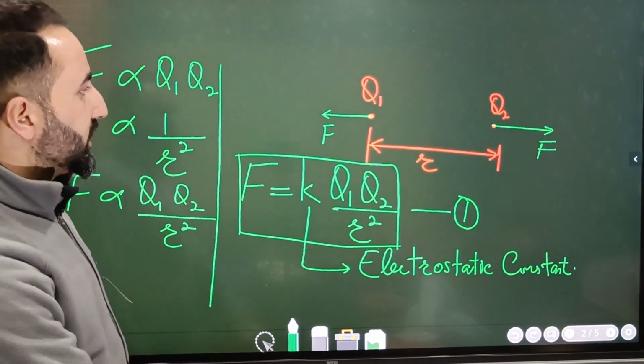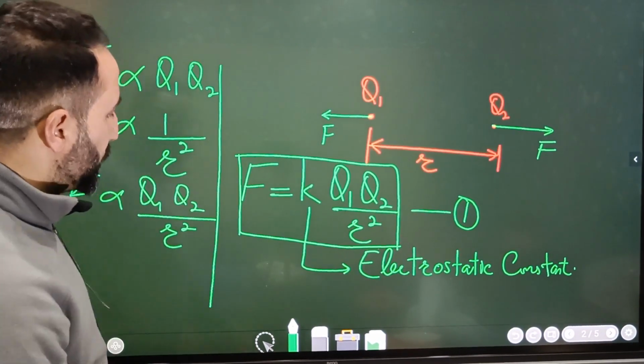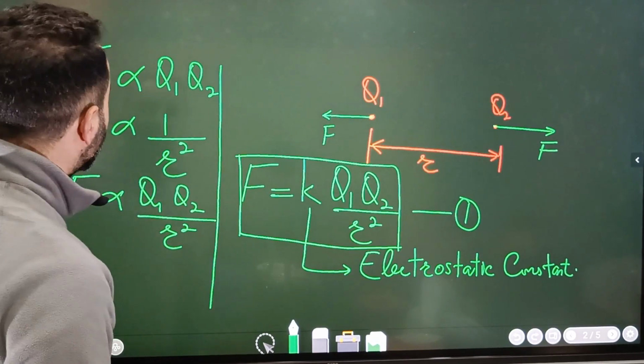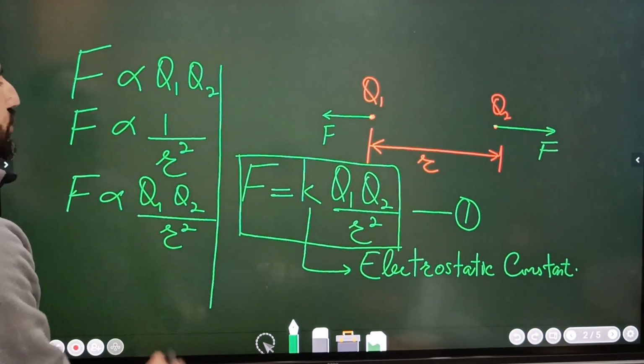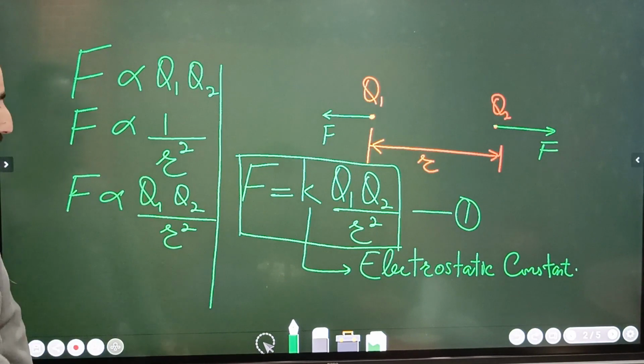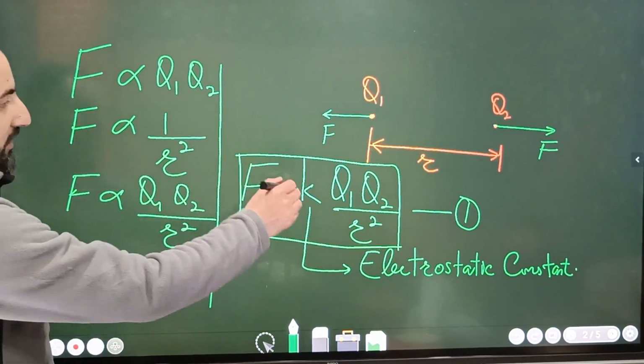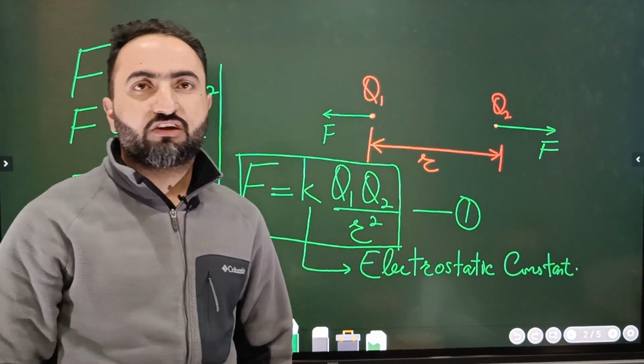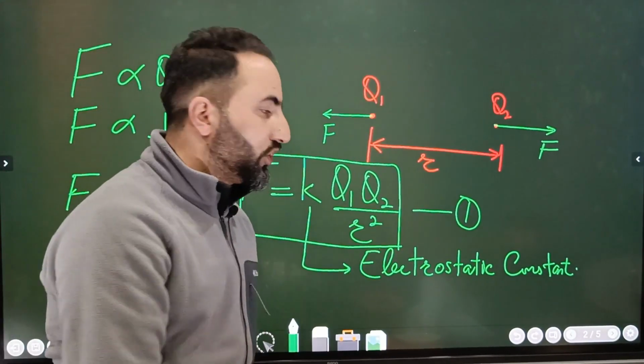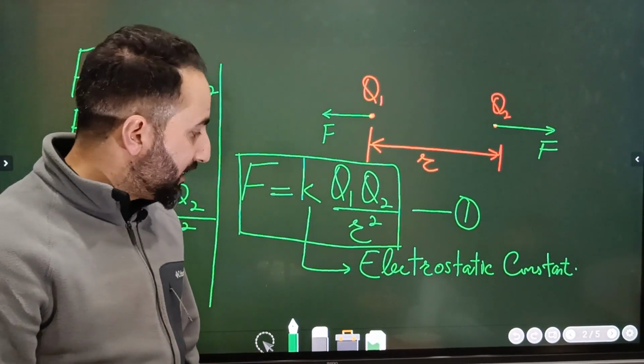Okay? So up to here you must have understood well, because there is no rocket science in it. It's simply two equations. F is proportional to Q1 Q2. F is proportional to 1 by r square. F is proportional to Q1 Q2 divided by r square. The proportionality sign will be replaced by a constant of proportionality, called the electrostatic constant, multiplied by Q1 Q2 divided by r square. That's it. Okay?